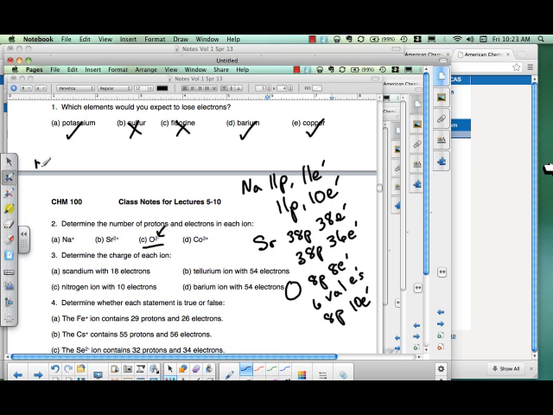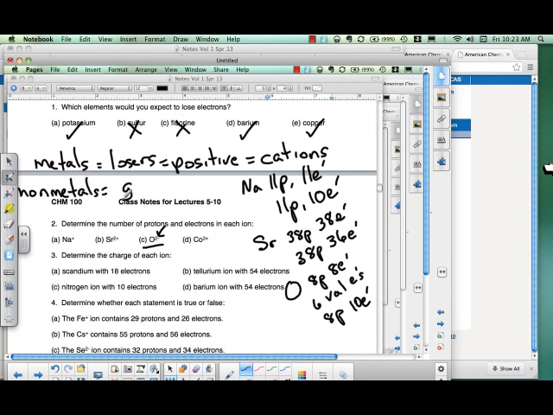So metals, losers, positive, and we have a fancy science word for that. We call it a cation. Okay? Nonmetals gain. So therefore they're negative. They're gaining negative things. These guys are losing negative things. That's why they end up being positive. And we call negative ions anions. Anions. Okay?